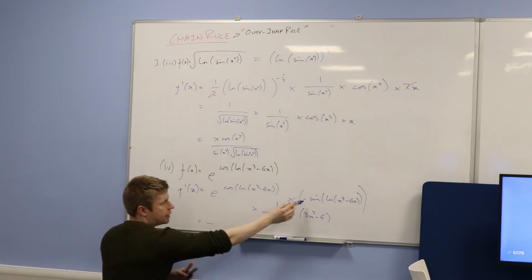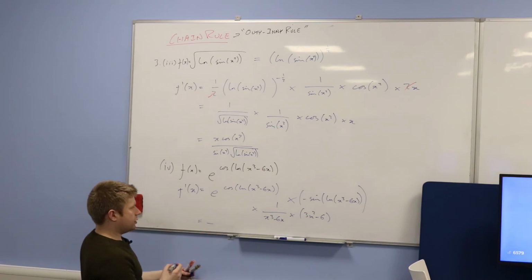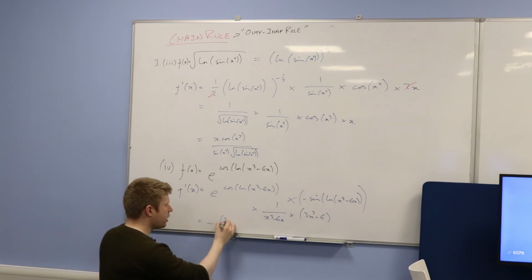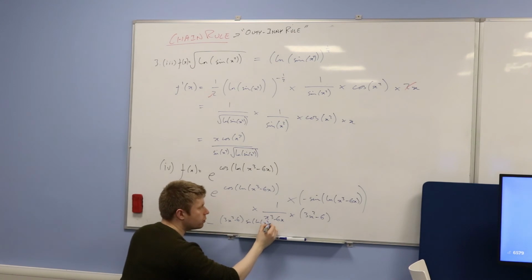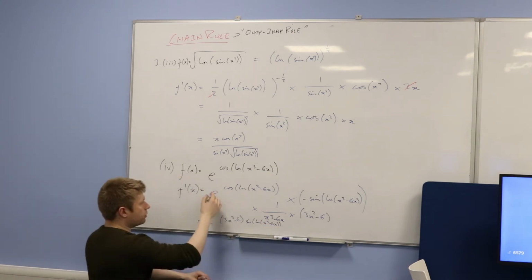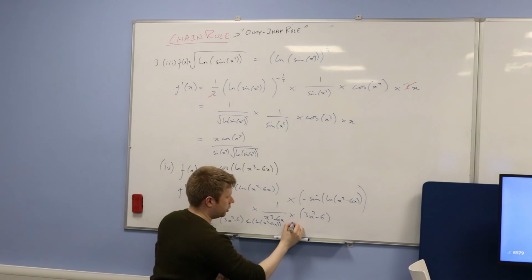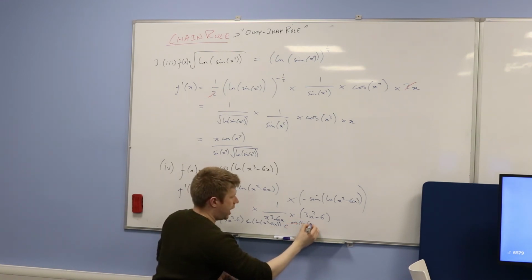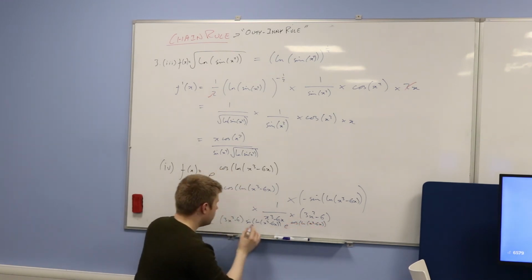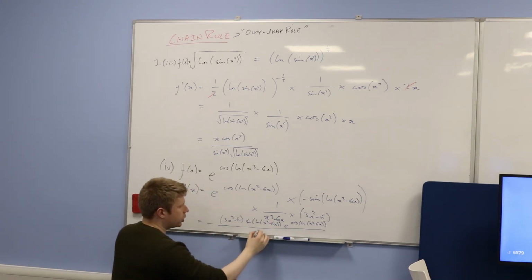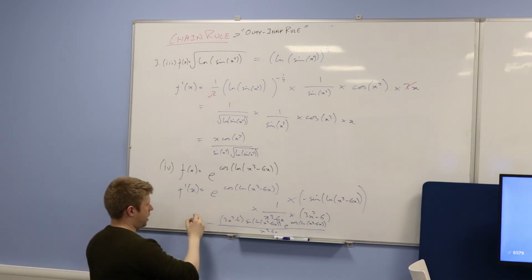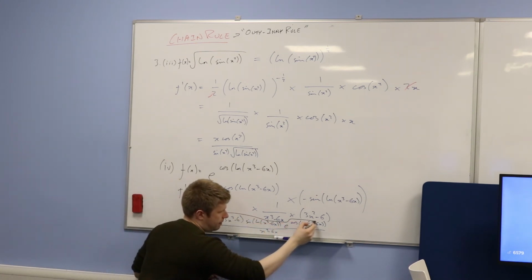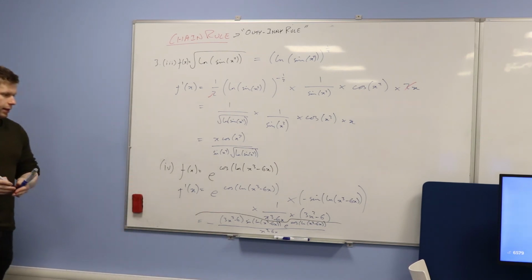Then I could tidy that up a little bit. It becomes all negative because there's a negative hiding in there. Let's have a look. I get 3x squared minus 6 times sine of natural log of x cubed minus 6x times e to the power of cos ln x cubed minus 6x, all divided by x cubed minus 6x. There you go.